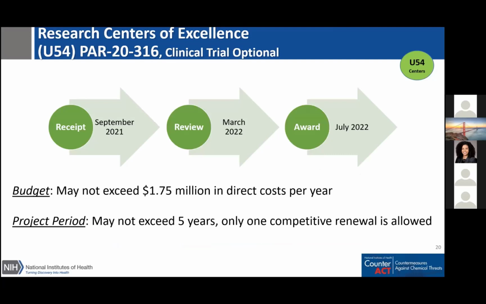The timeline is the same as the other U01s, September 2021 receipt, March 22 review, July 22 award. The difference for this program is that the budget is much larger, but the project period is the same, and that's 5 years, 4 to 5 years, usually 5 years for centers.